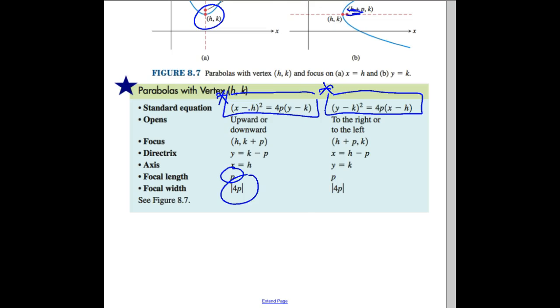So when we think about graphing a parabola, we've got vertex and focus. The focal width is this distance. Let's pretend that one goes through the focus there. The distance from this point to this point is your focal width. And that's going to help you know how wide to make your parabola look when you're graphing it. That's going to come right from the absolute value of 4p, so right from your equation.